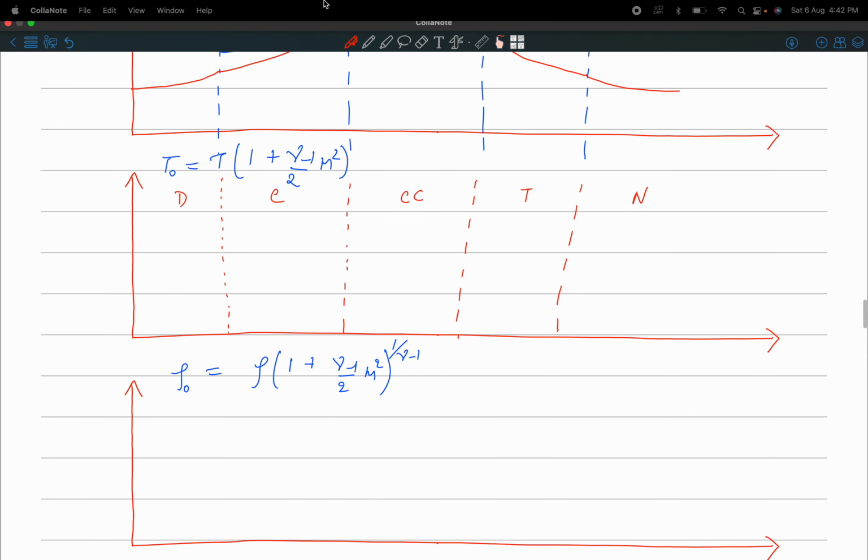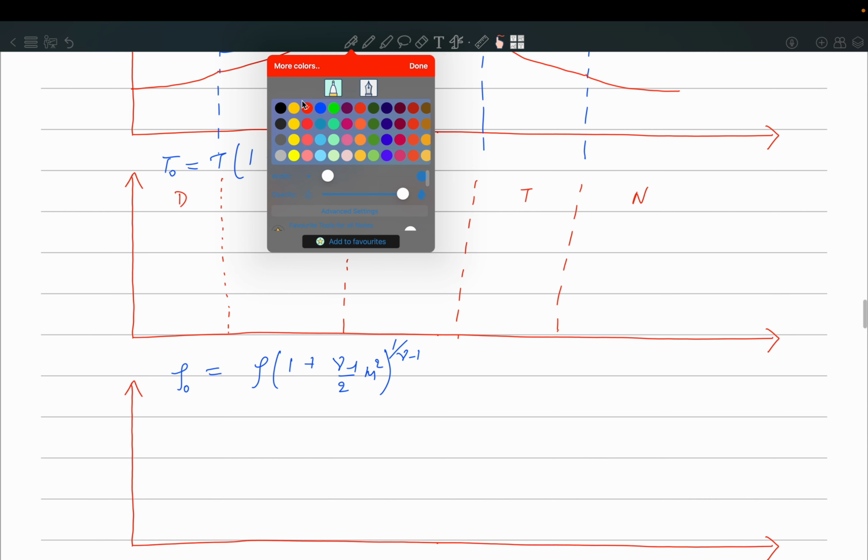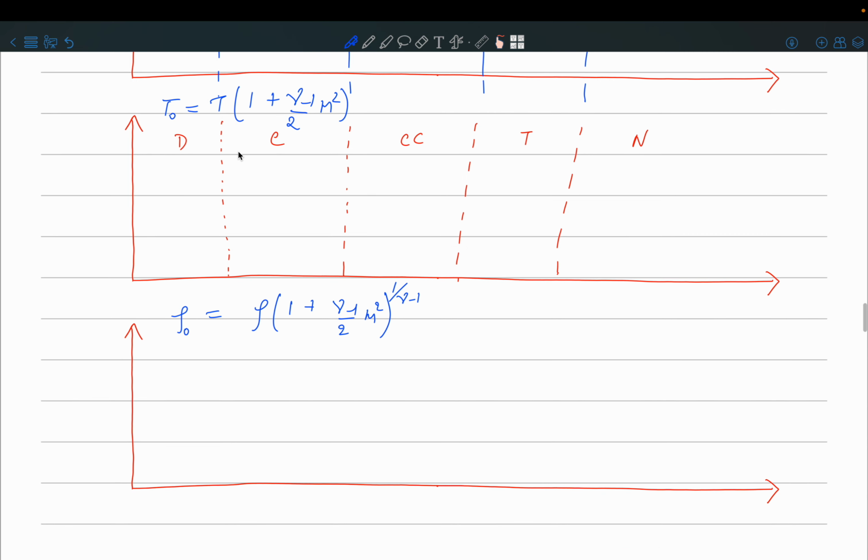Right. So I'll do one thing. I'll use the same color for static quantity. So the stagnation temperature remains the same. Sorry, in the diffuser. In the compressor, it will increase.